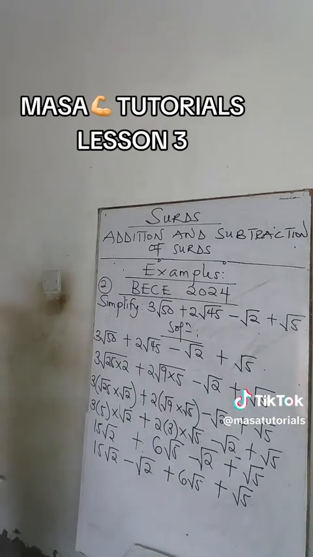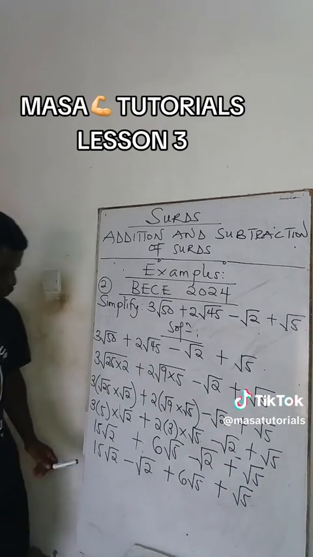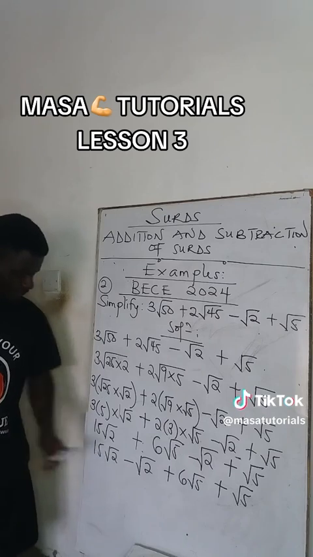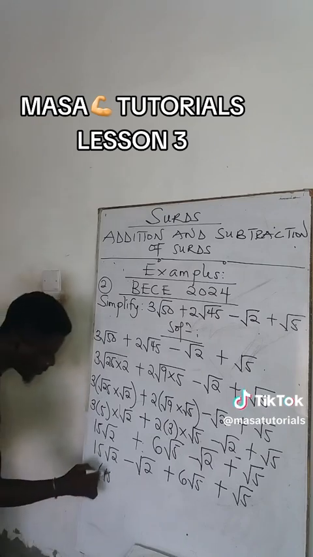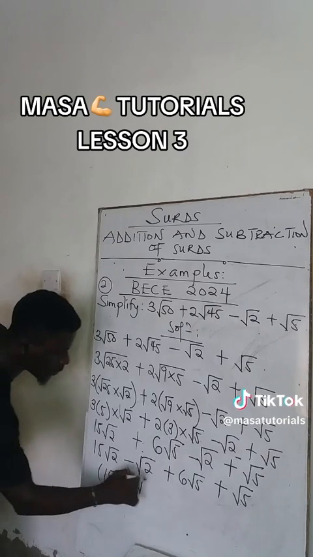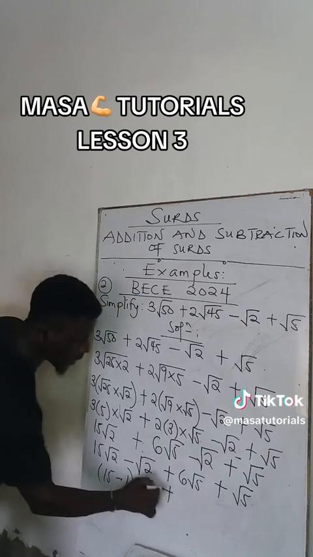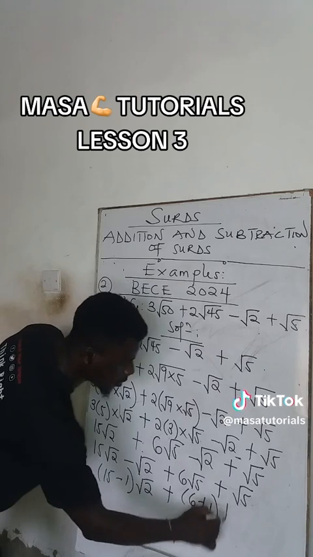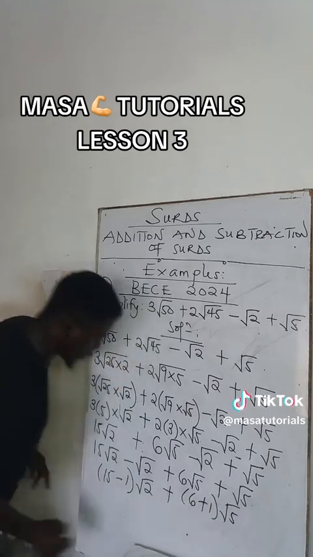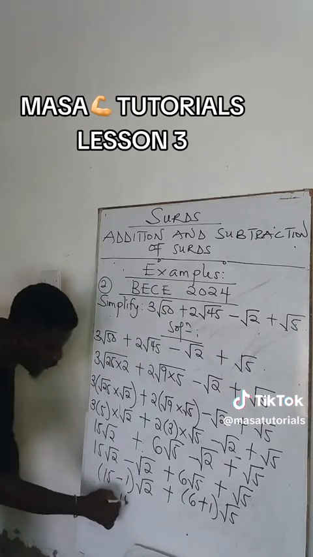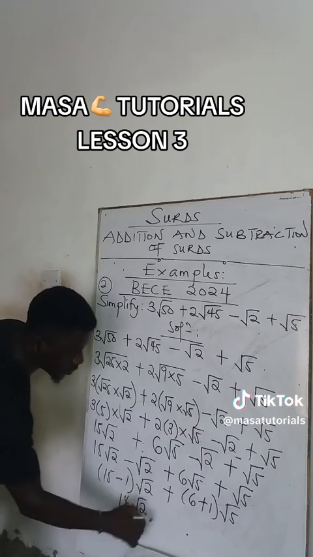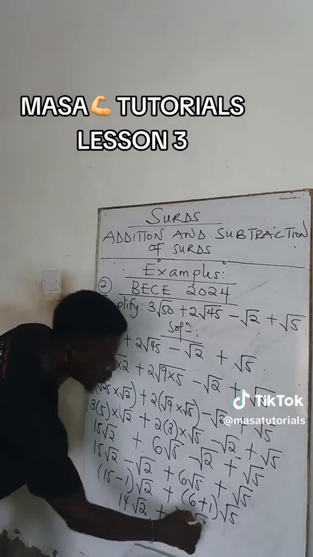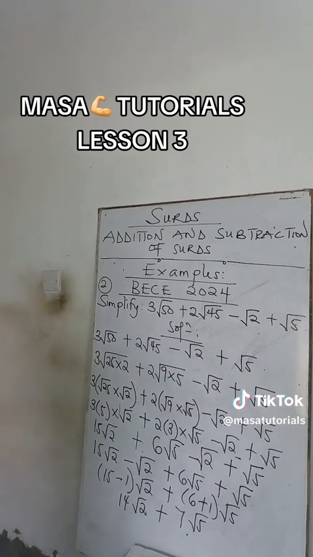Now, they are like terms. Square root of 2, square root of 2. So we subtract their coefficients here. 15 minus 1. We take one of the square roots. Then plus here 6 plus 1. Then we take one of the square roots. 15 minus 1, we have 14 square root of 2. Then plus 6 plus 1 is 7 square root of 5.